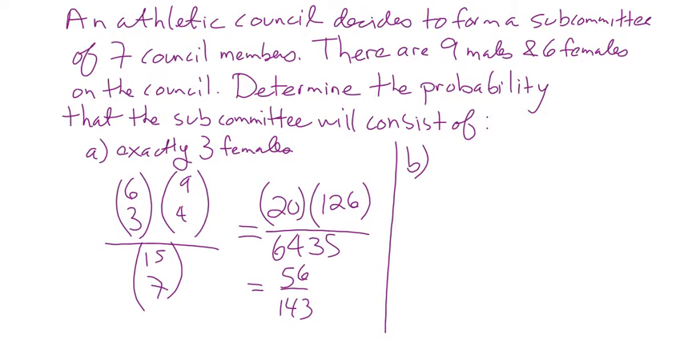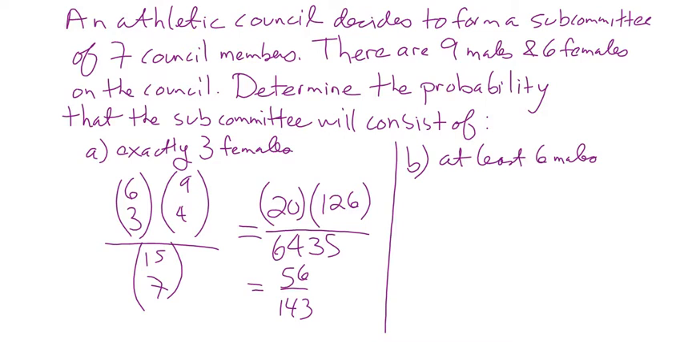And B, what else? What's B? At least 6 males. We have at least 6 males, then how many males could we have? 6 or more. 6 or 9. No, 9 males. How many people are on the subcommittee? 6 or 7.